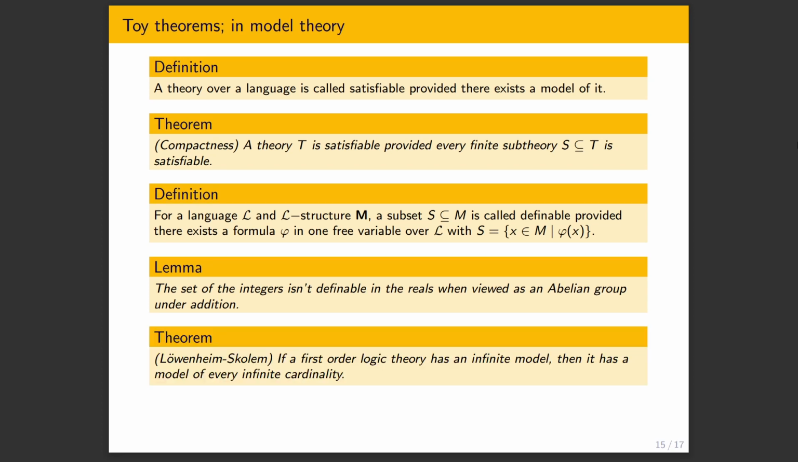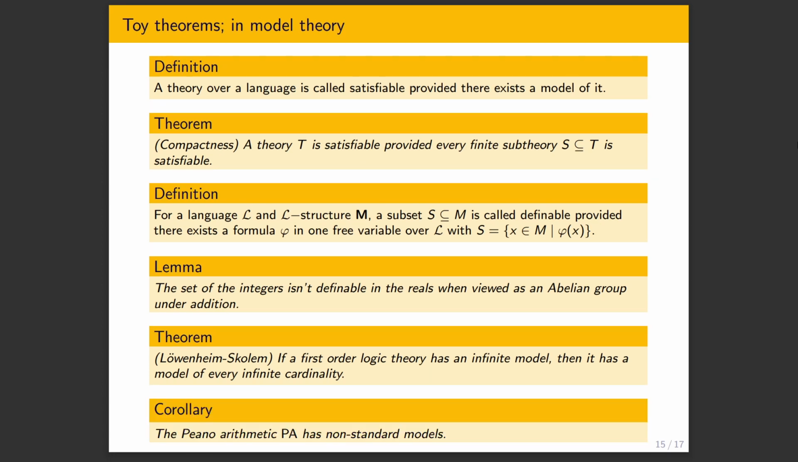So now the last theorem I note here is the Löwenheim-Skolem theorem. If you have a first order logic theory with an infinite model, then it has a model of every infinite cardinality. Here it's important to note that we're working with first order logic; in other logics, when we replace the way we build sentences, this doesn't necessarily work. In first order logic, it's impossible to have a theory which has a unique model up to isomorphism of some infinite cardinality. So an immediate corollary: Peano arithmetic has non-standard models.